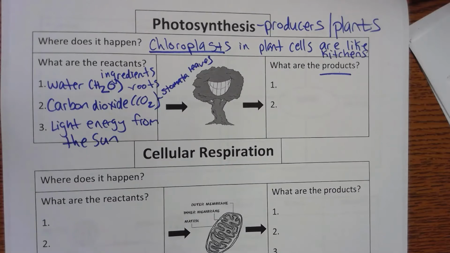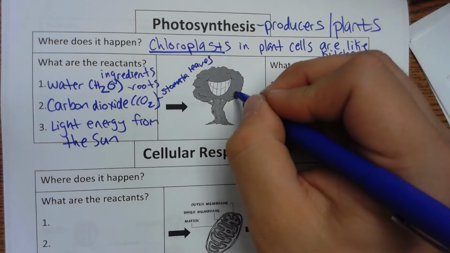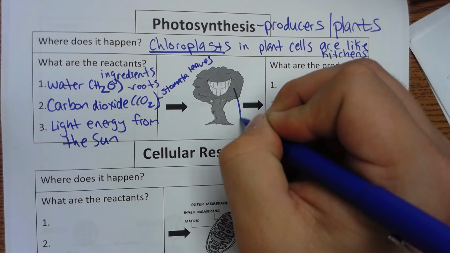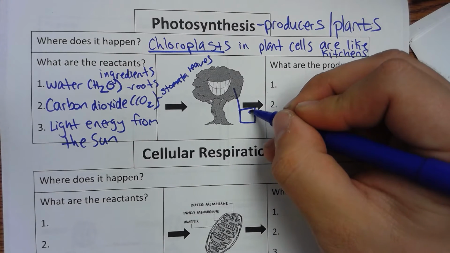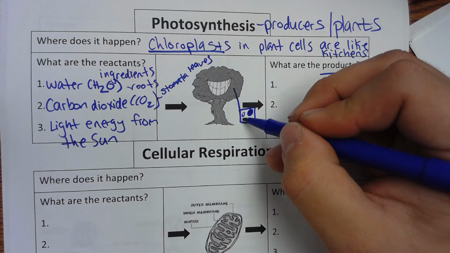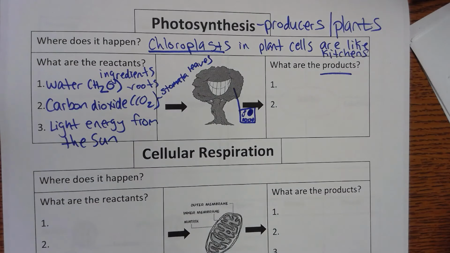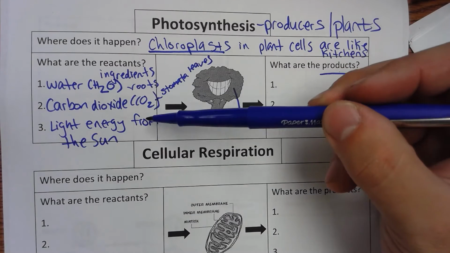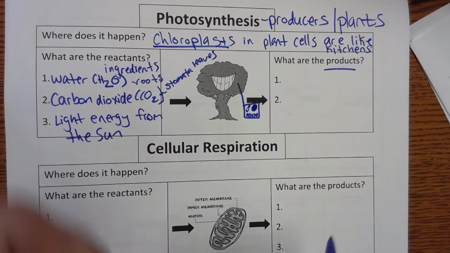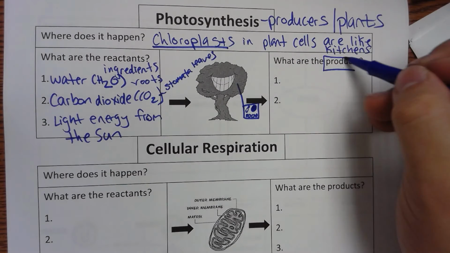Okay, so all of this happens. This tree is made out of plant cells. Inside the plant cell we have the nucleus, and then we have all of these little chloroplasts that are going to make our products. They're going to take water, carbon dioxide, and energy from the sun, and they're going to cook it, and they're going to make products.